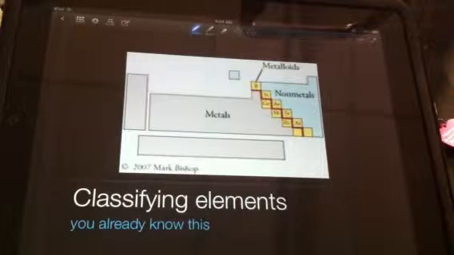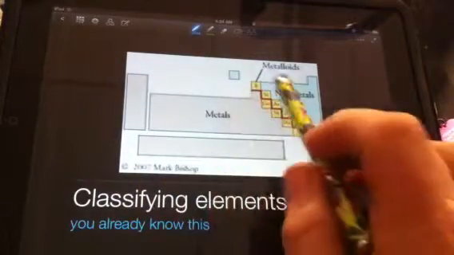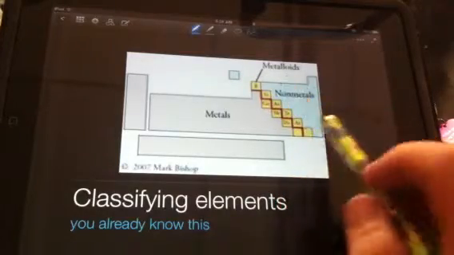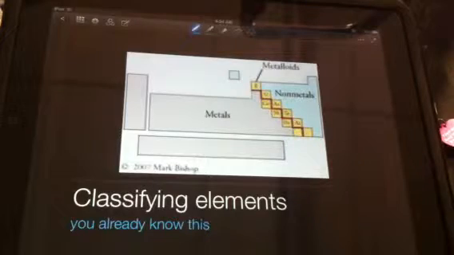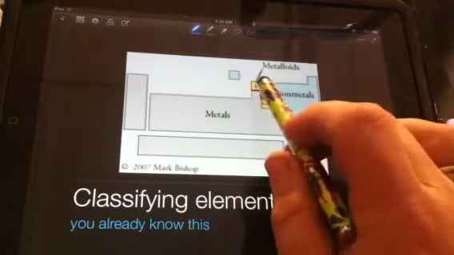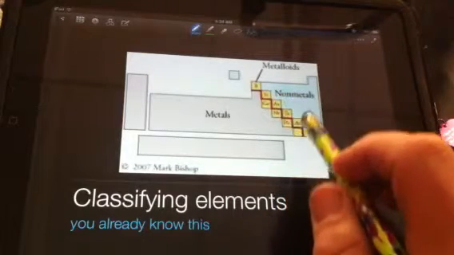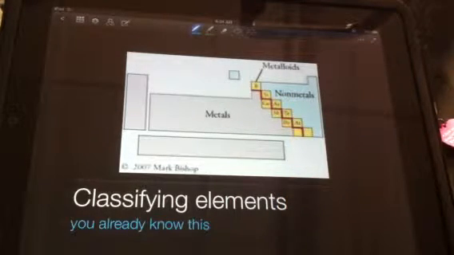Okay, classifying elements. We've already done this. We already talked about the fact that over here we have metals, and then we have our non-metals over here, and we have this area right here in between, which are metalloids. Okay? You are expected to know your metalloids. Some of my students put a little dot on them so they can remember where the metalloids are. I'm fine with that. The periodic table is a tool. Use it.